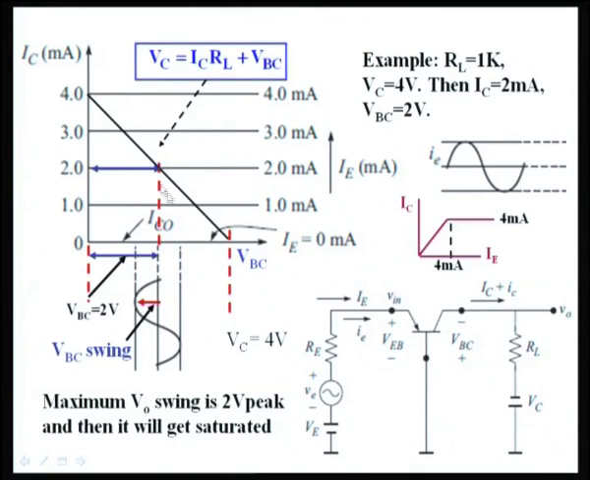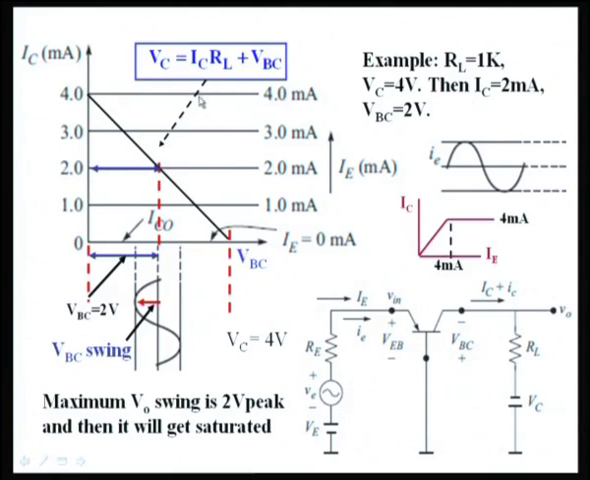See here, this is the output characteristics of the transistor. For each I E of 1 milliampere, collector current is 1 milliampere, and so long as the reverse bias is present, current is constant: 1, 2, 3, 4. These are output characteristics which you saw. Now, when I apply 4 volts, the voltage V BC will depend upon how much is the current and how much is the resistance. That is related by V C equal to I C times R L plus V BC.